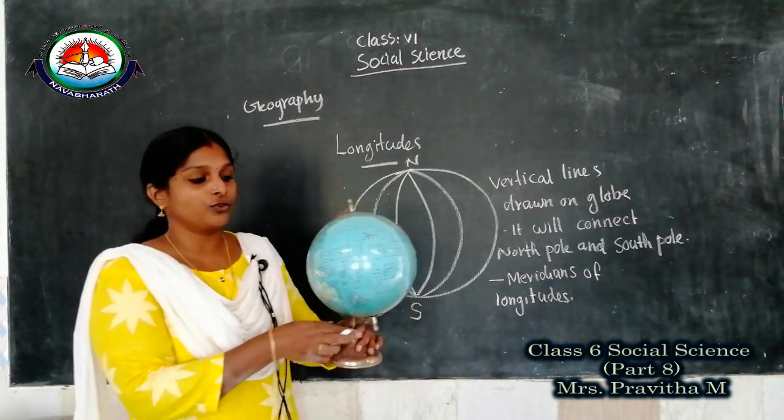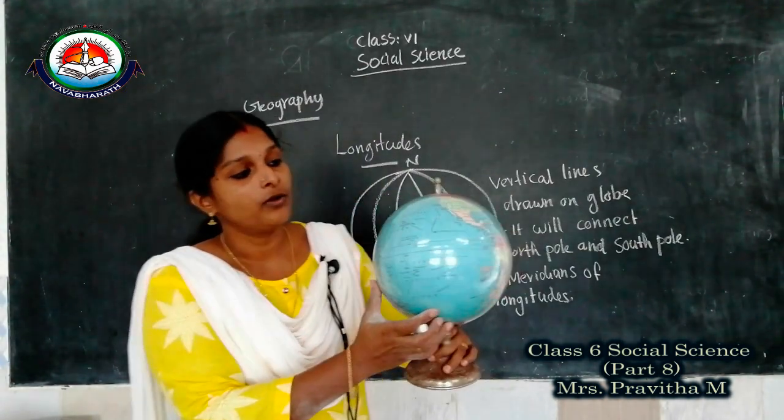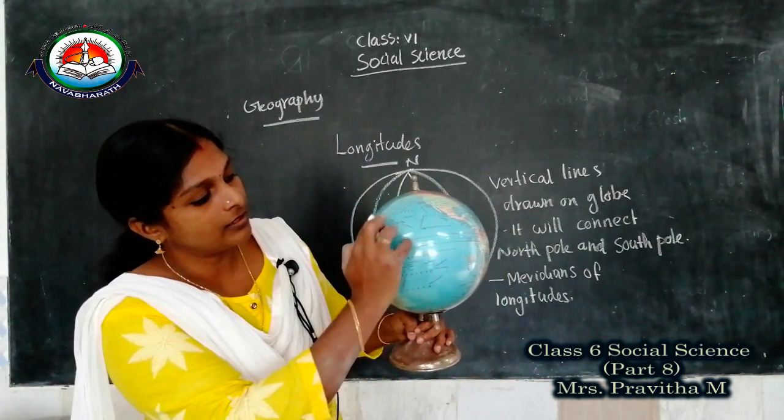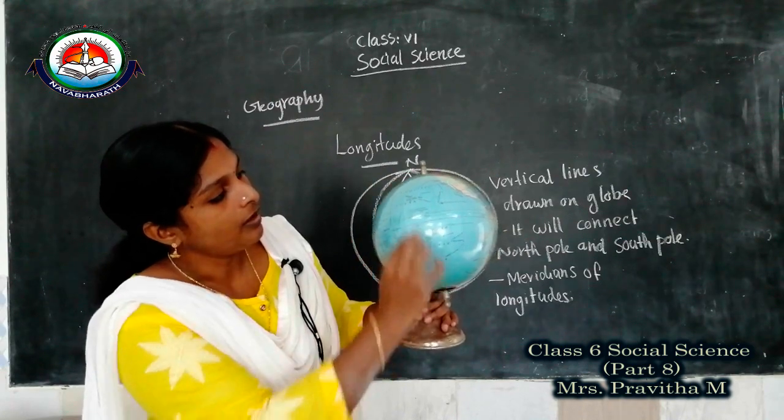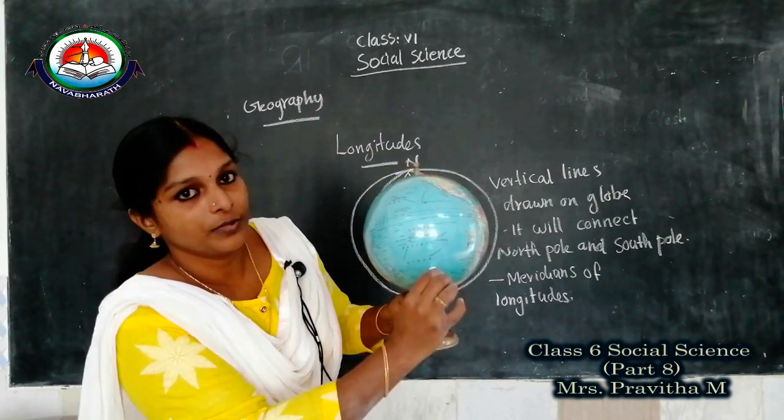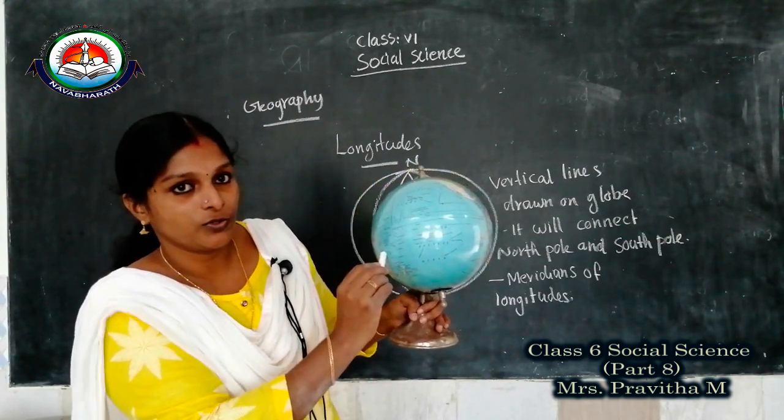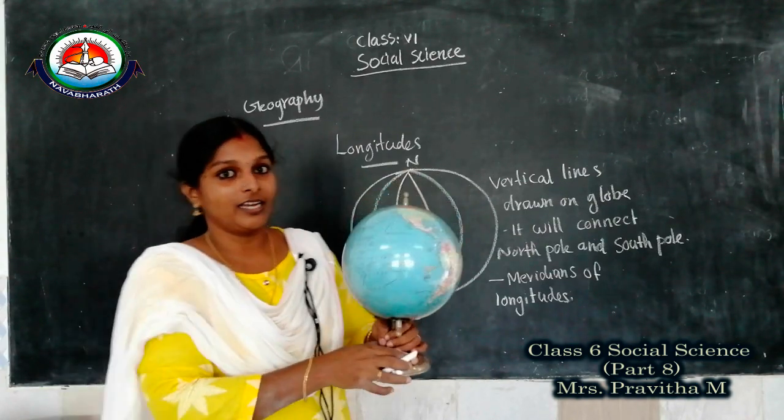Okay children, I will show you on the globe. You can see the globe. Many vertical lines are there on the globe. These are known as longitudes. I think you got an idea, children.